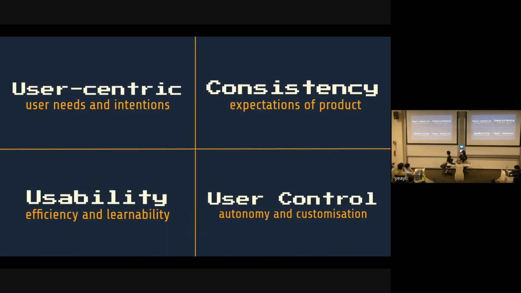So just to recap, UX design has 4 main points. Number 1, user centricity, consistency, usability, and user control. You can also find this in your Figma file as a short recap.